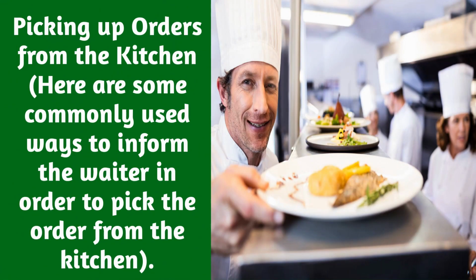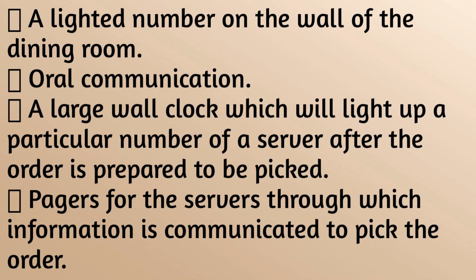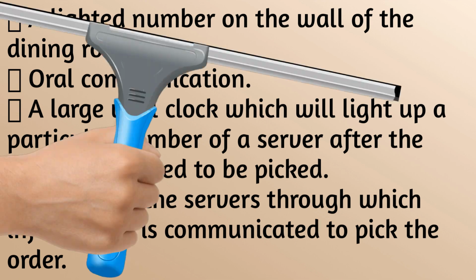Order: picking up orders from the kitchen. Here are some commonly used ways to inform the waiter to pick the order from the kitchen. A lighted number on the wall of the dining room. Oral communication. A large wall clock, which will light up a particular number of a server after the order is prepared to be picked. Pagers for the servers, through which information is communicated to pick the order.